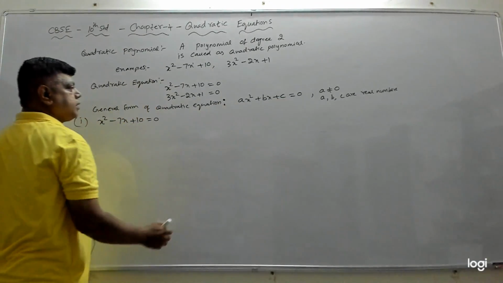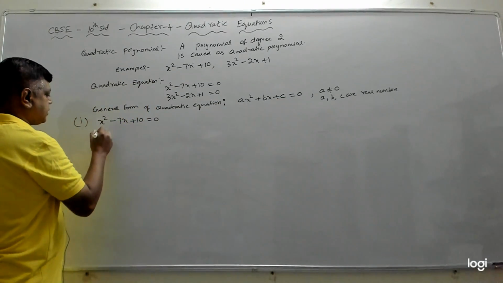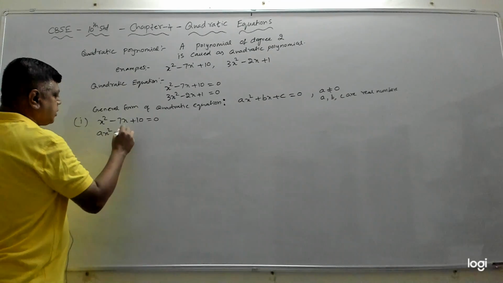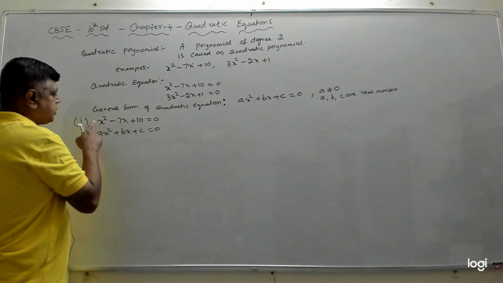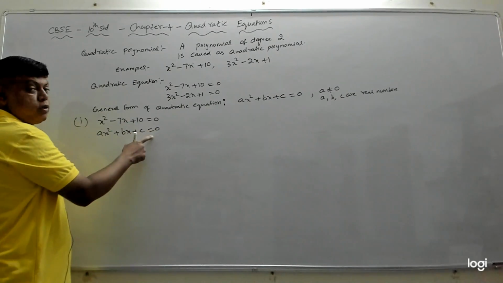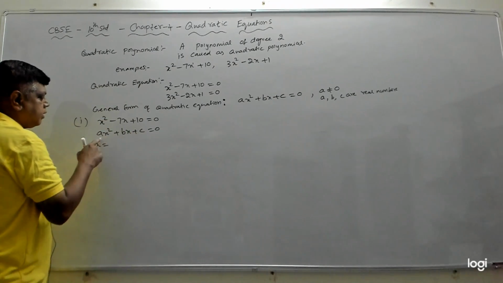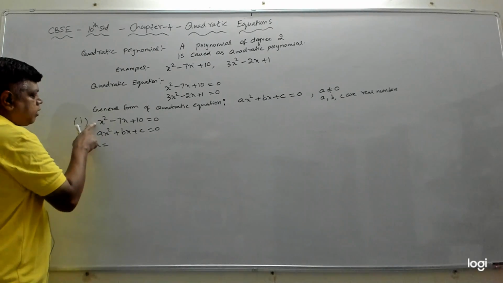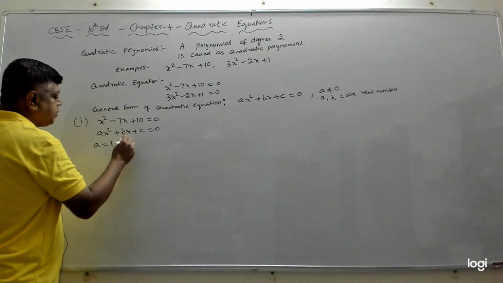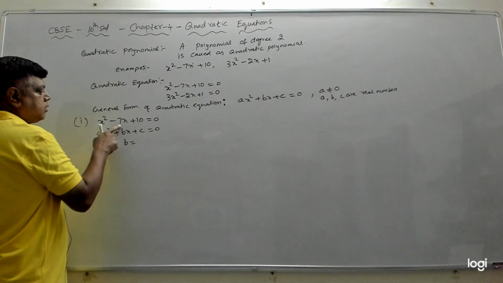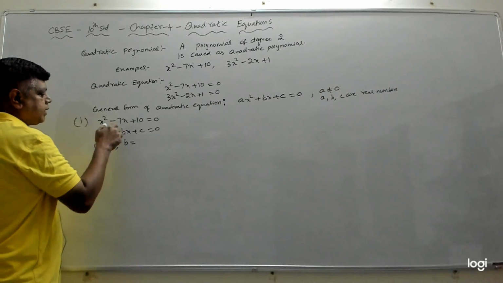The general form is ax square plus bx plus c equal to 0. Does this look like the general form? Yes. Then we should find what a is. a is the coefficient of x square. What is the coefficient of x square? 1. So a is 1. What is b? The coefficient of x. Compare this with this. So b is minus 7.